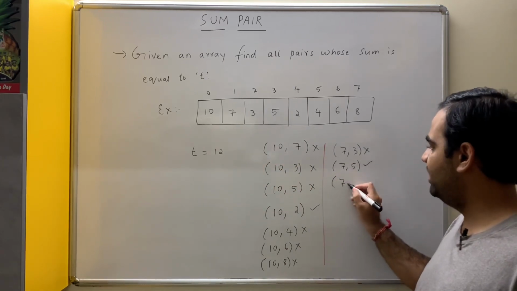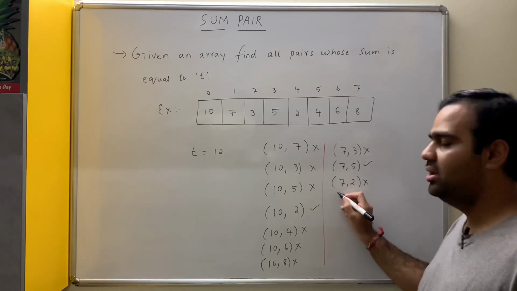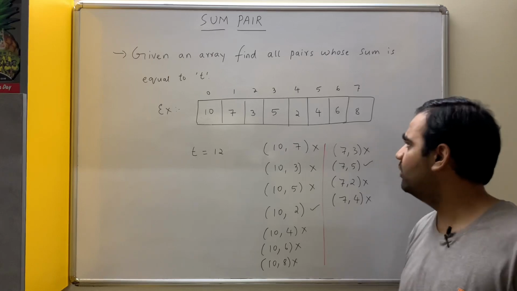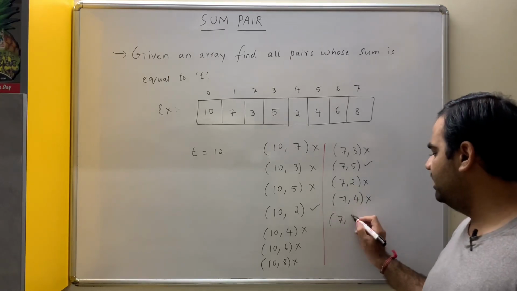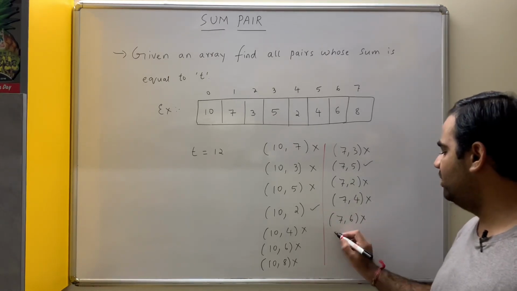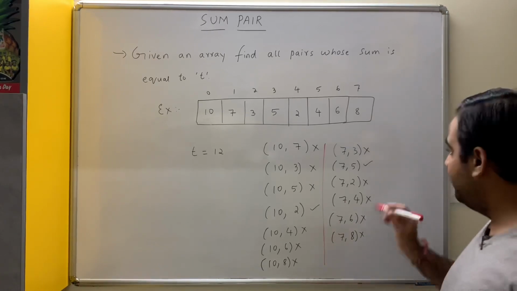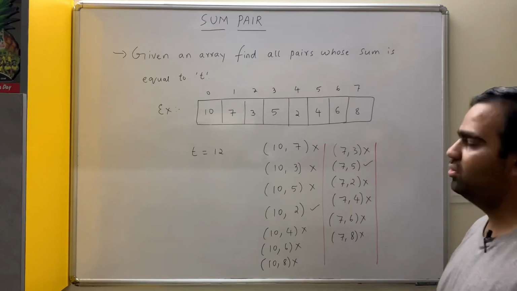Next is what? 7 and 2, it does not form a pair. 7 and 4, it does not form a pair whose sum is equal to t. 7 and 6, it does not form a pair whose sum is equal to t. And 7 and 8 also does not form a pair whose sum is equal to t.